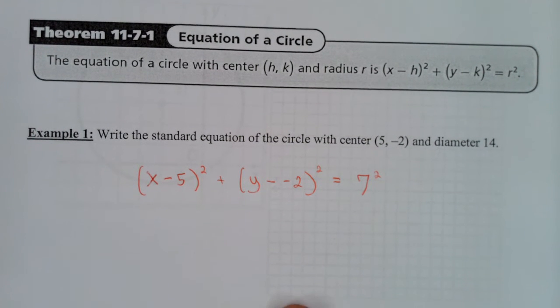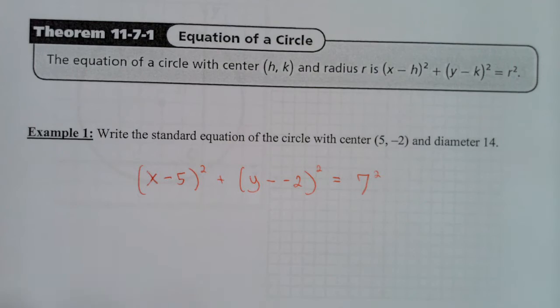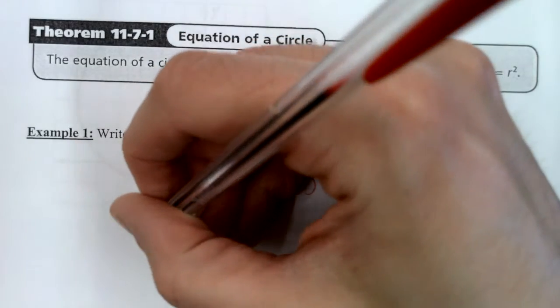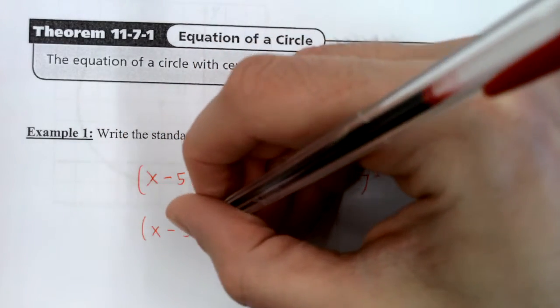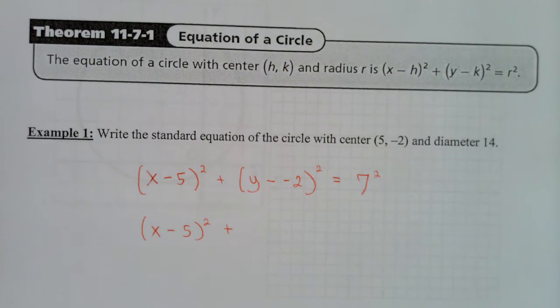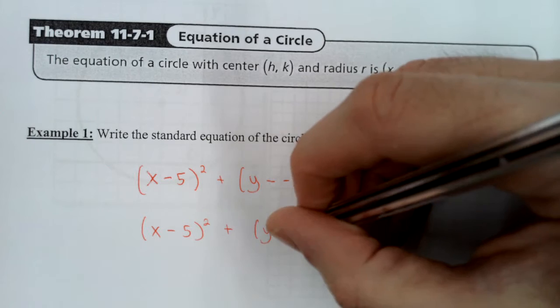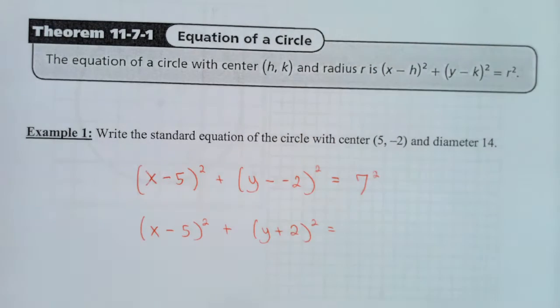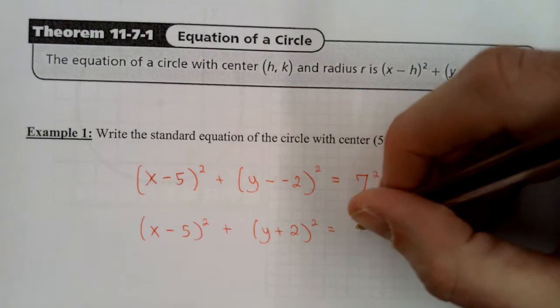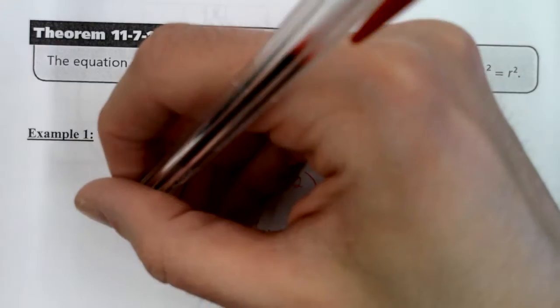It's going to lead to the following. It'll be x minus 5 squared still. We'll change that minus a negative to plus a positive, so y plus 2 squared equals 7 squared, which is 49. And that's the answer.